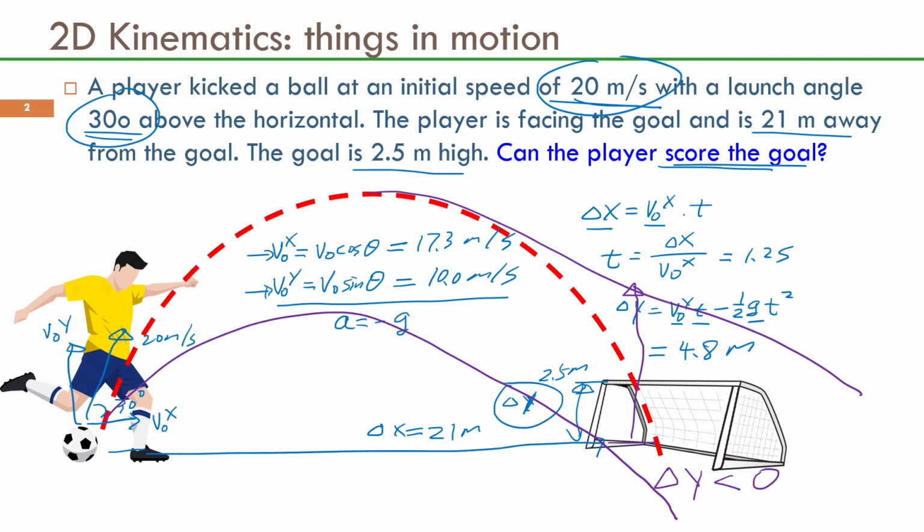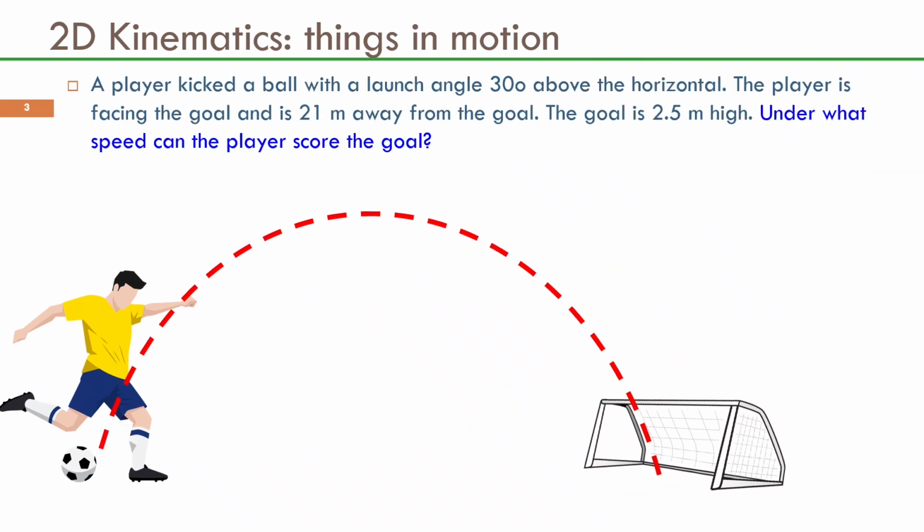Alright, so under what velocity can the player actually score the goal? Let's look at a very similar question, but from a different perspective. Let's say we keep the same launching angle, 30 degrees, the same horizontal displacement, and the same height of the goal. So the question asks, under what speed can the player score the goal?